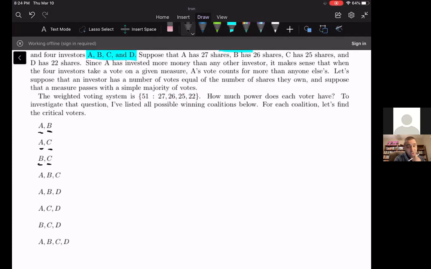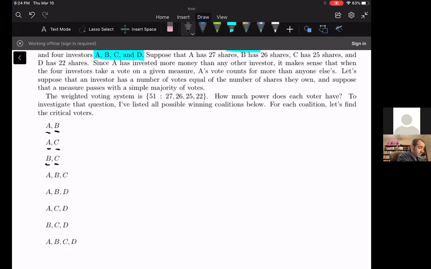So let's think about the coalition ABC. In the coalition ABC, is A individually necessary? Is A critical? Could B and C afford to lose A if they wanted to? Could they afford to make A angry? And the answer is A is not critical here. B and C can pass a measure on their own. B is also not critical. C is also not critical. So in that coalition, nobody individually matters via the notion of criticality.